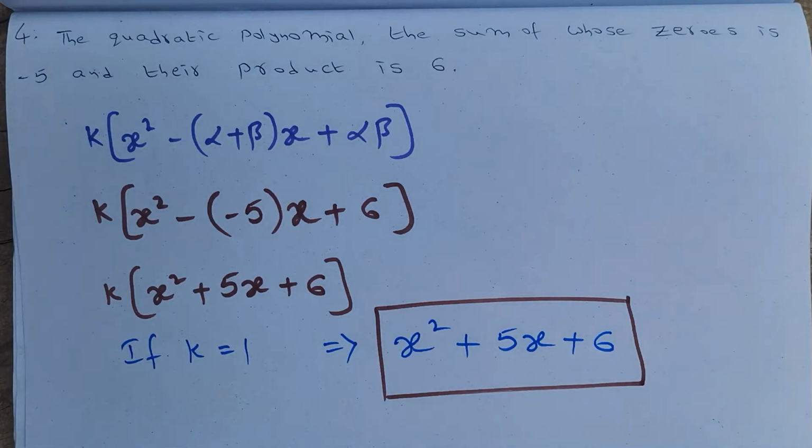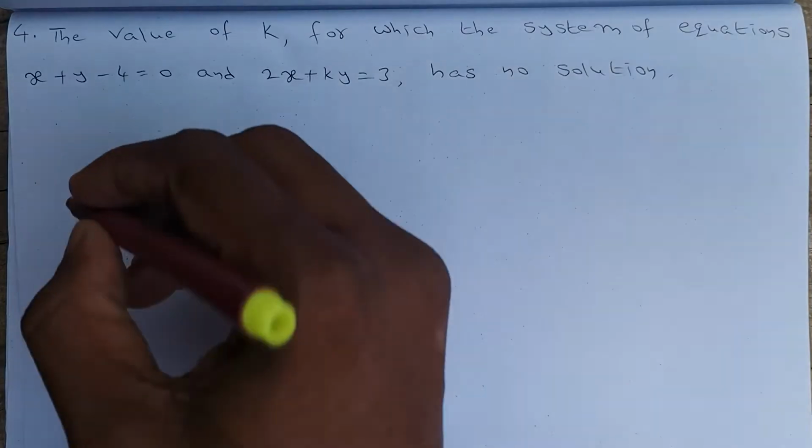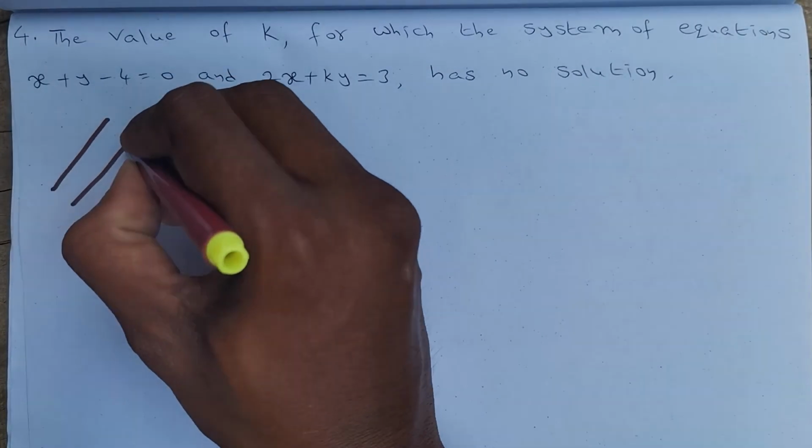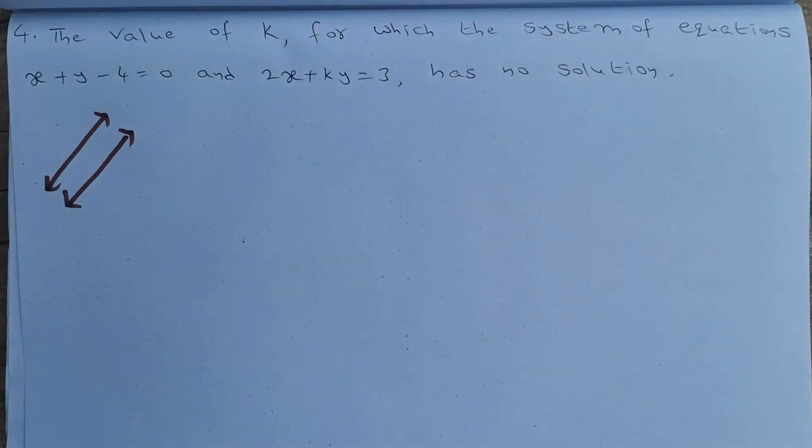Next, let us move to question number 5. The value of k for which the system of equations x plus y minus 4 is equal to 0 and 2x plus ky is equal to 3 has no solution. Okay, first of all, when the system of equations doesn't have any solution, the two lines are parallel to each other. If two lines are parallel to each other, they won't touch each other. So if they are not at all touching each other, obviously no solution.